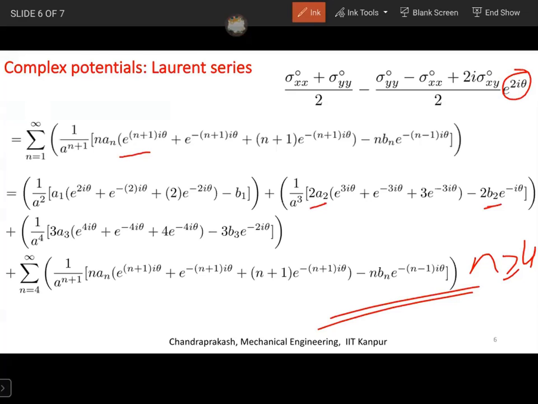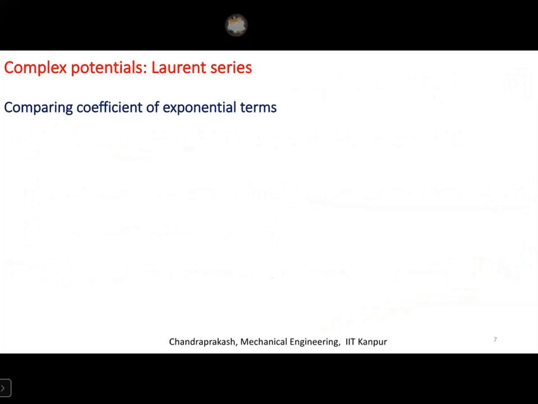So I'm going to equate the like terms in the exponential terms. I'm going to equate the exponential i theta term on the left hand side to the exponential i theta term on the right hand side. Likewise, I'm going to equate every exponential term on the left hand side with its corresponding right hand side term. So that's what I have written here.